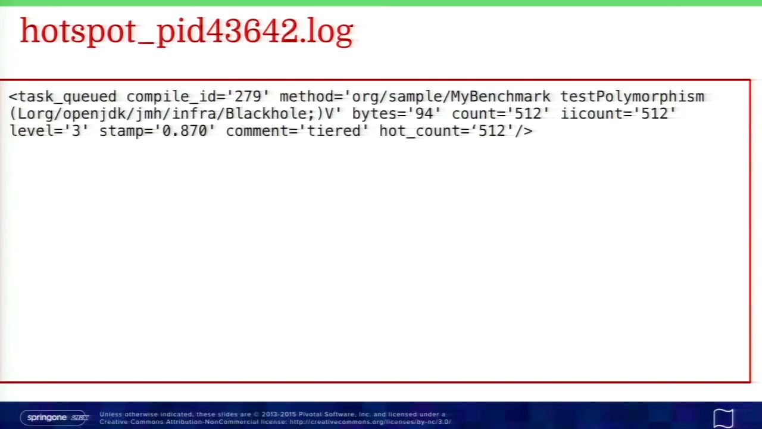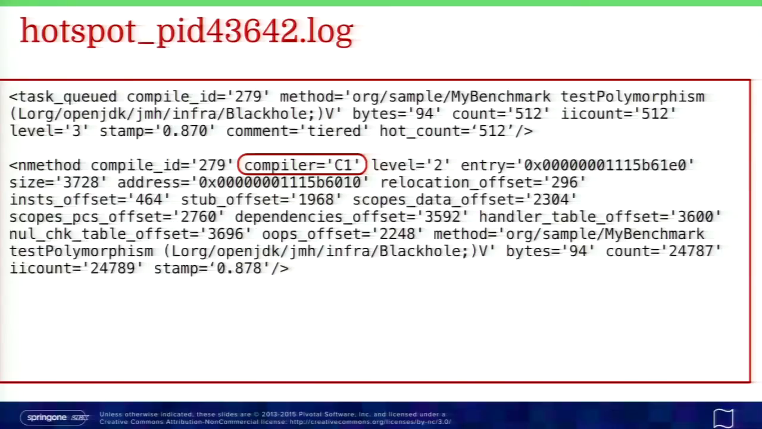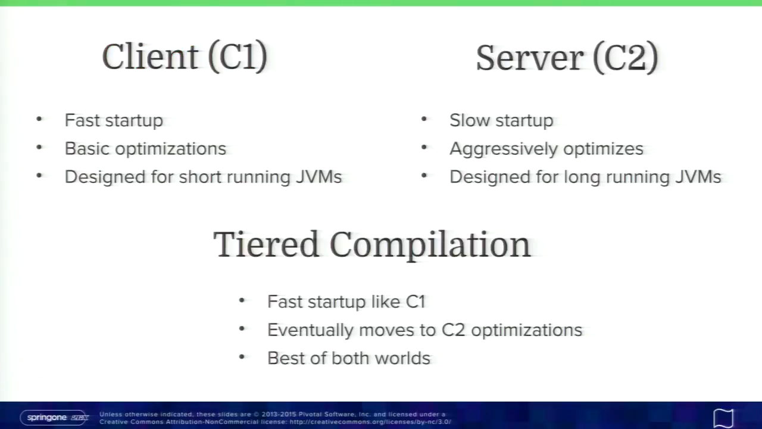And what you see is that first there's a queued up compilation for our method, testPolymorphism, and we see our compiler ID 279. And then we see the method actually getting compiled. And we can see that it first gets compiled with C1. Recall our 3 modes of compilation: C1 is client mode, C2 is server mode, and then the tiered compilation. And I'm running with Java 8 here, so I'm using the tiered compilation mode, the default. So I'm starting with C1, and I should see it move to C2.